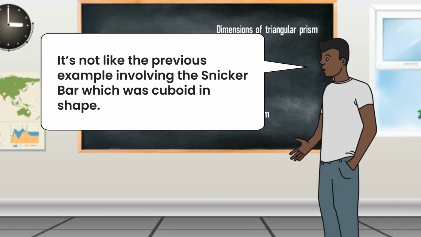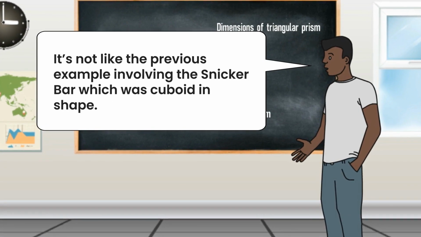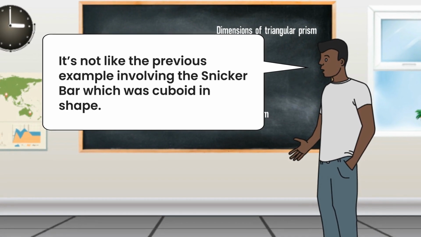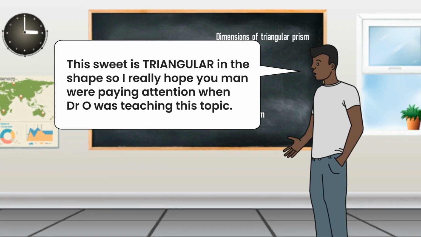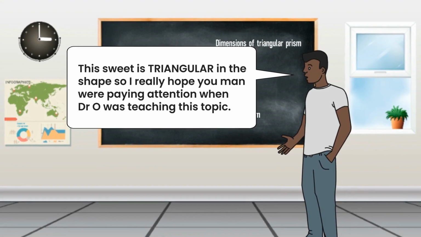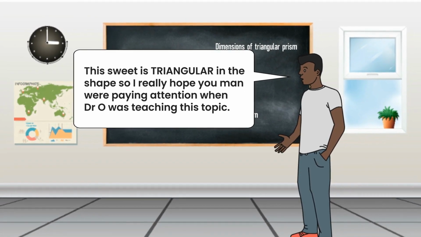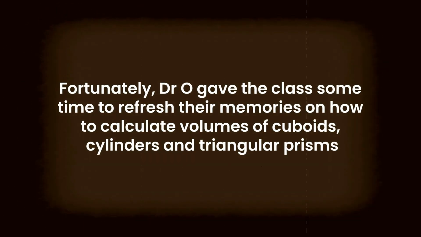It's not like the previous examples involving the Snicker bar, which was cuboid in shape. This sweet is triangular in shape, so I really hope you were paying attention when Dr. O was teaching this topic. Fortunately, Dr. O gave the class some time to refresh their memories on how to calculate volumes of cuboids, cylinders, and triangular prisms. And it is important to let you know at this juncture, you may want to pause the video and recap this too.